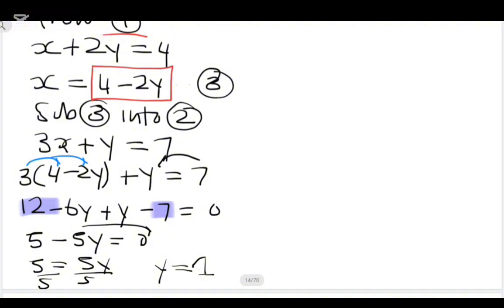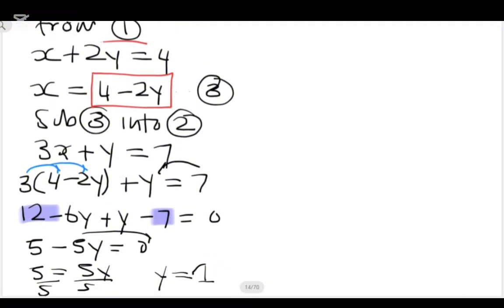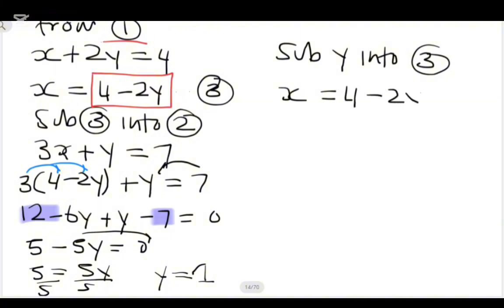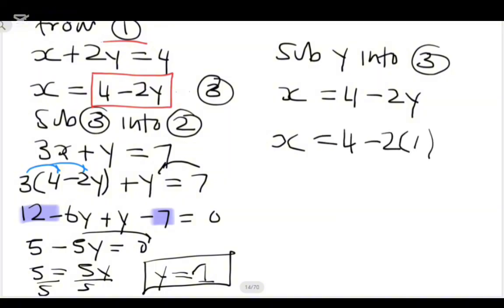Since I found the value of y, I need to find the value of x. So I'm going to sub y into equation 3. What does equation 3 say? It says x is equal to 4 minus 2y. Whenever there is a y, I substitute it into equation 3. So I'm going to have x equals 4 minus 2, and then my y is 1. If you punch this into a calculator, you're going to get that x is equal to 2.